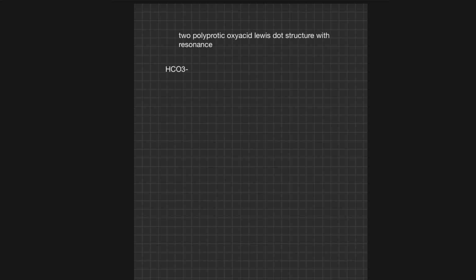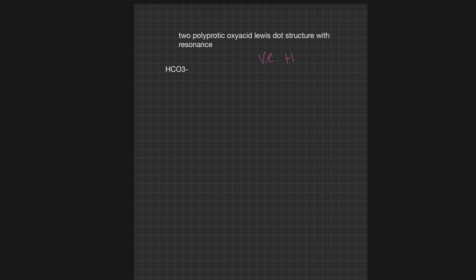All right, guys. So sadly, my audio cut out, so I'm going to have to do this just off of watching my video and going over it. So now let's start off with our polyprotic oxyacid Lewis dot structure. So we're going to be doing HCO3 negative to begin with.